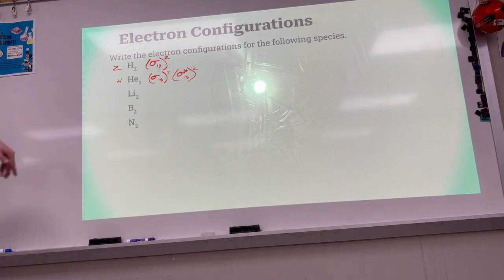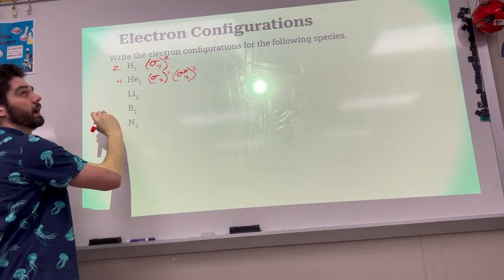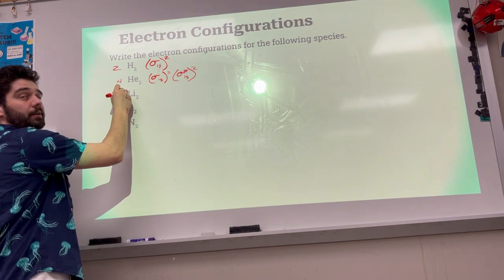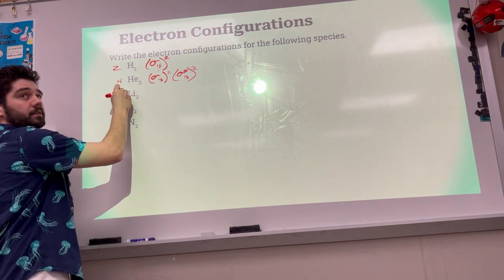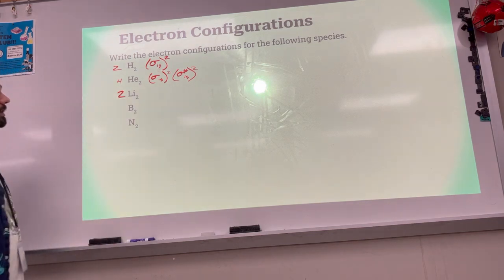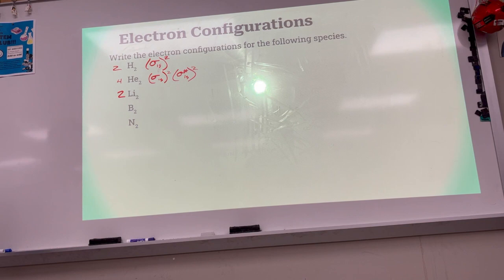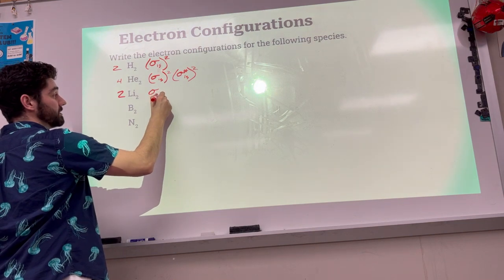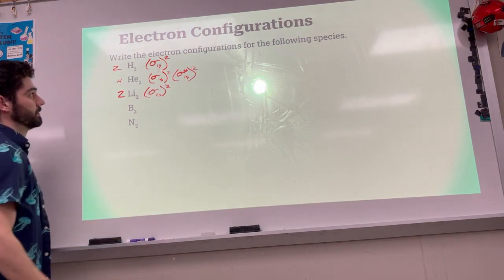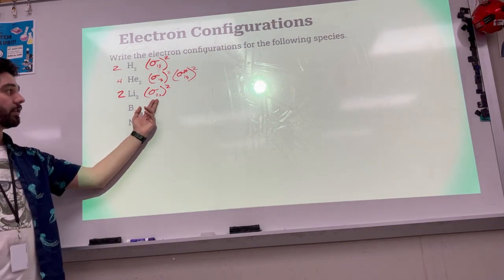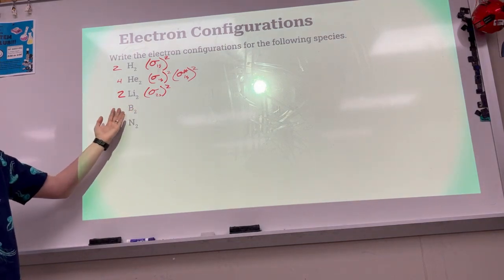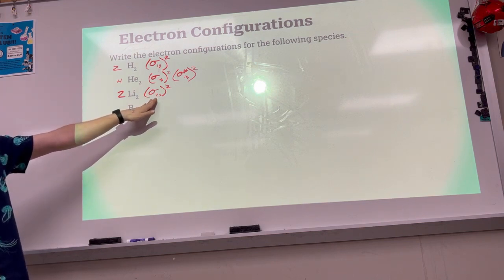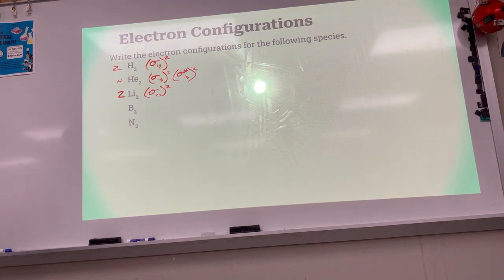I'm going to go down, I've got about six examples. See if you can do these ones. Lithium, how many valence electrons? One for each lithium. So that one only has two. This is going to be a sigma 2s, and there are two of them. There are other electrons below that, but we're only doing the valence electrons. That's why I'm skipping and just doing those two electrons.